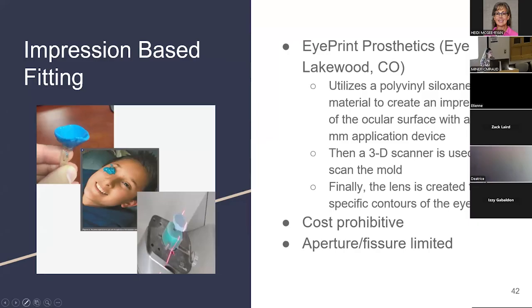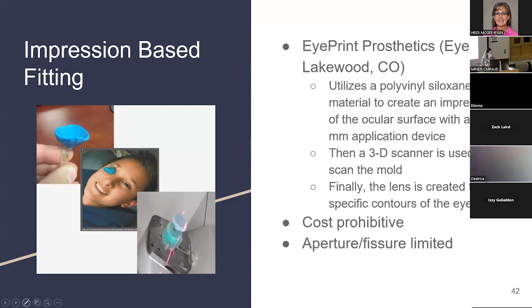Why don't we do this on everybody? Well, it's 1, time consuming, 2, cost prohibitive, and 3, a lot of patients, let's say their eyelid is sutured shut a little bit, they have a tarsorrhaphy. That's not a good patient for this because there's no way I'm going to get that applicator device in there. They do make custom applicator devices, but they have to be custom ordered. And so there's additional costs associated with that as well.